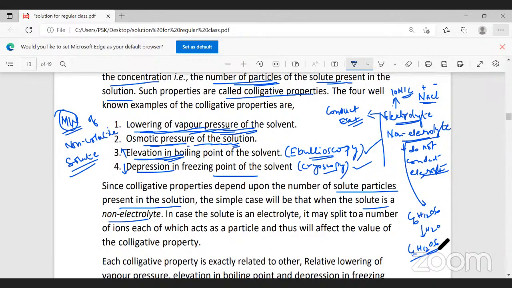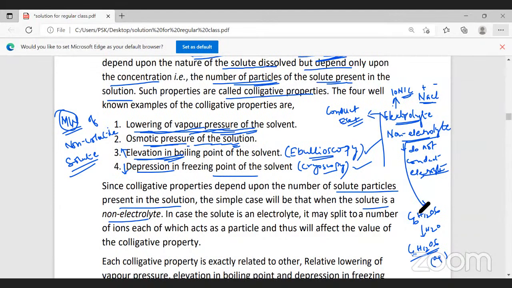Glucose molecule will remain as such in the solution state. Since ions are not formed by glucose, glucose will be an example for a non-electrolyte. Generally, electrolytes are ionic in nature, non-electrolytes are covalent in nature. You know what is ionic bonding and covalent bonding, so we're not going to talk about the bonding part now. You should remember, non-electrolyte means does not conduct electricity.